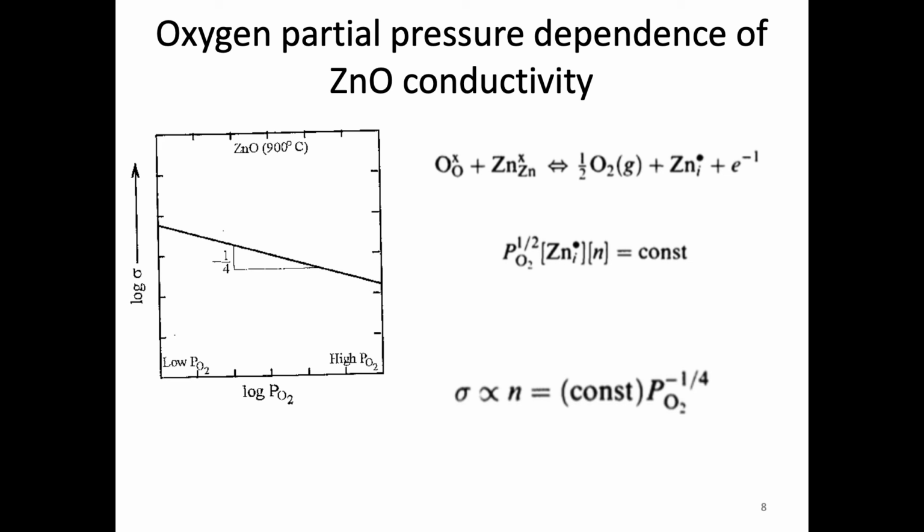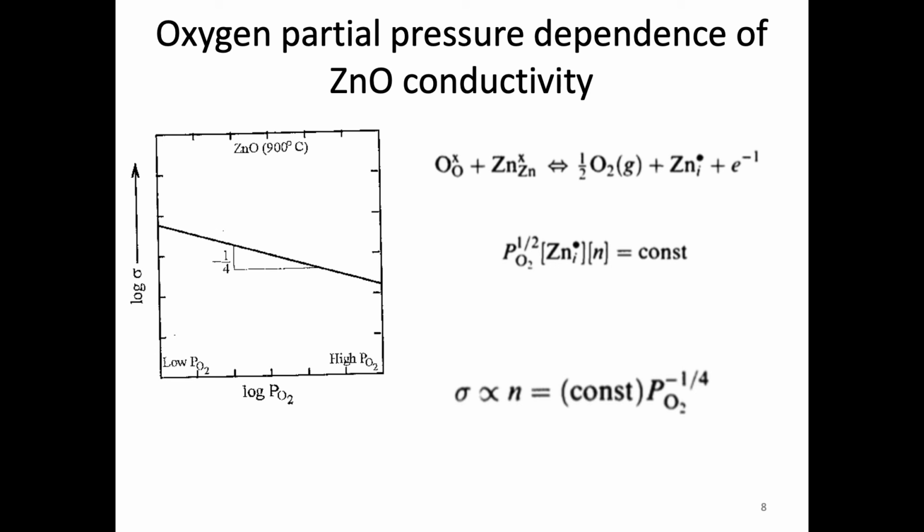All right, so we're back now. Hopefully you've had a chance to take a look at that, and I'll get to the results here. So again, this is an empirical plot. We know that the dependency is minus 1/4 with log PO2, and so basically we need to think of defect reactions that can occur going from low to high PO2 and see if we can find something that would match that dependence of conductivity. And you can do this with trial and error.